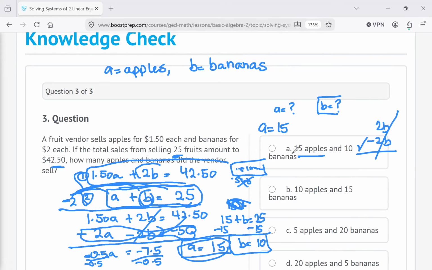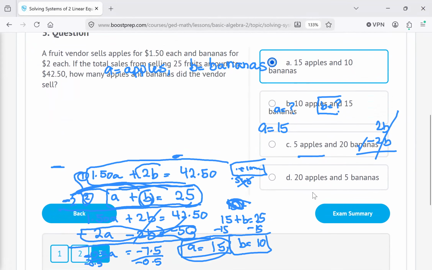Okay, so this was a little bit trickier because we had to do elimination. Now, if you need more practice with substitution or the elimination method, there is a video in the supplementary videos of this course on the system of equations method. Okay, let me check my work. Yeah, 15 apples and 10 bananas.